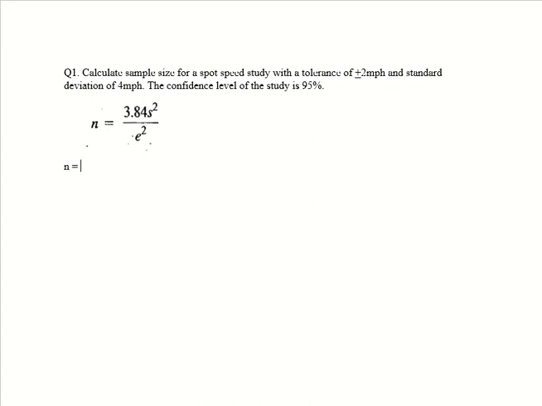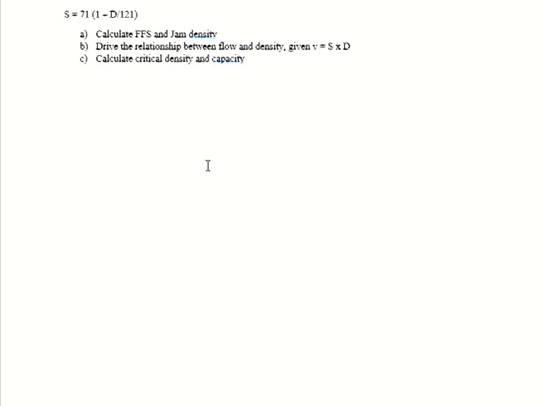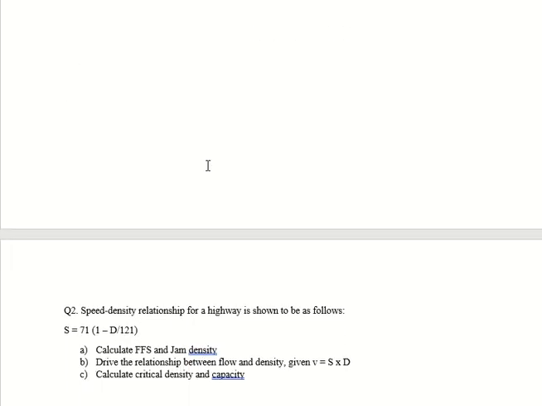So it's 3.84 multiplied by the s, the standard deviation. Standard deviation is 4. So 4 square divided by the tolerance, which is 2, so 2 square. It's very simple. So it comes out to be 15.4, and now round it up to 16. We cannot round down. Next one, we have a speed density equation.